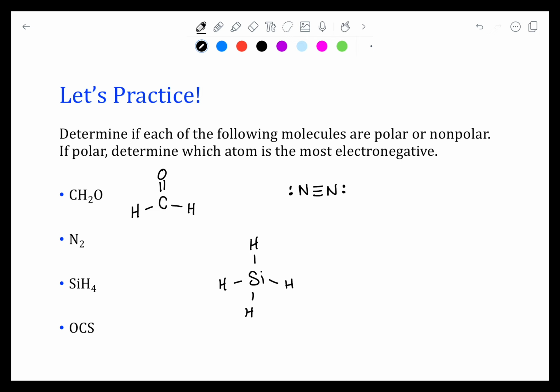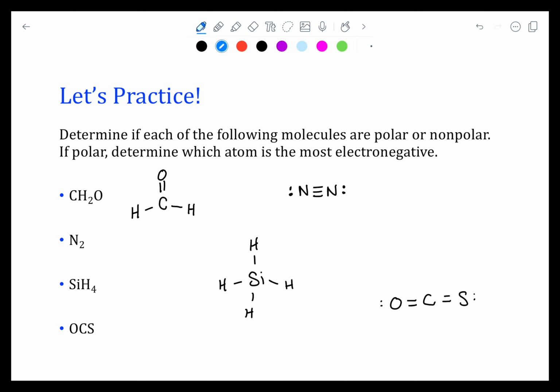And then we have OCS, which we've drawn in the past, and that is oxygen with a double bonded carbon with a double bonded sulfur. Okay, you can have other variations of this, like oxygen single bonded carbon, triple bonded sulfur. You could have multiple different versions of it, but because polarity of bonds is not affected by if it's a double or a single or a triple bond, you can draw it any way and your answer will still be the same. So let's look at some electronegativities.